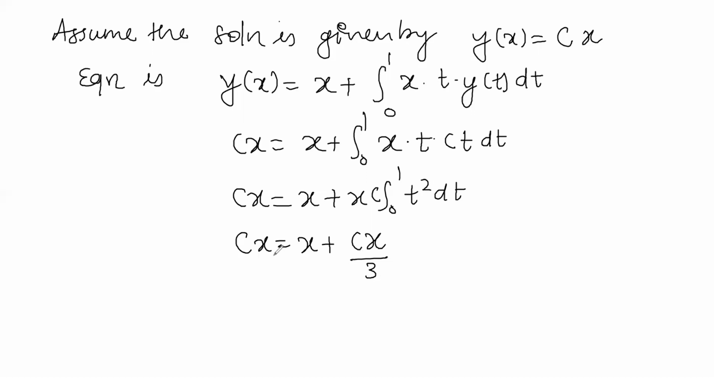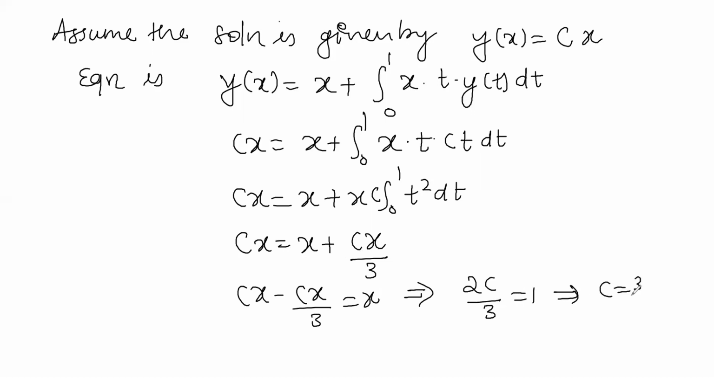First, let's take these two quantities together. So cx minus cx by 3 will be equal to x. So x is getting cancelled, and I'll have 3c minus c, so 2c by 3 equal to 1. This implies c will be equal to 3 by 2. Now you can easily plug in here. So y of x equal to 3 by 2x is your solution.